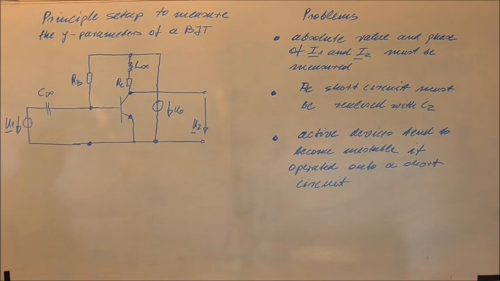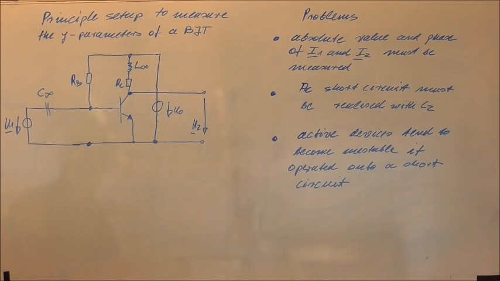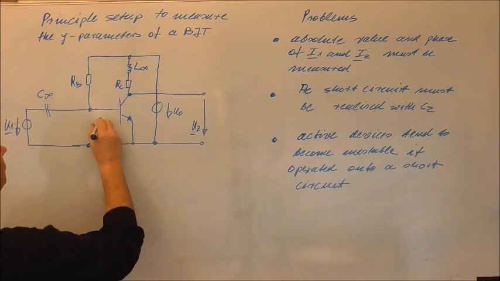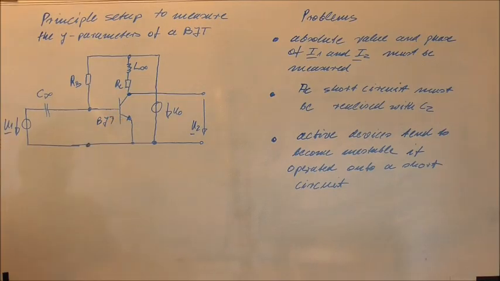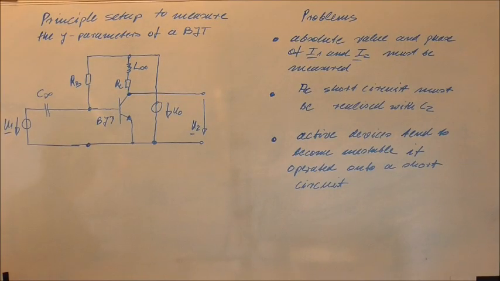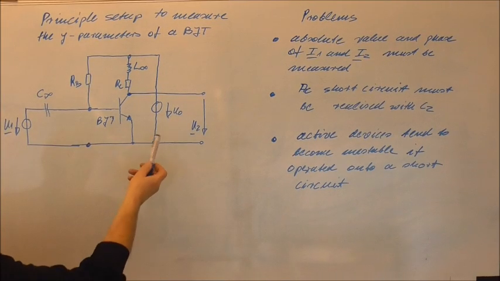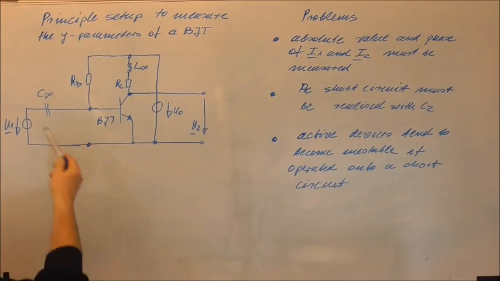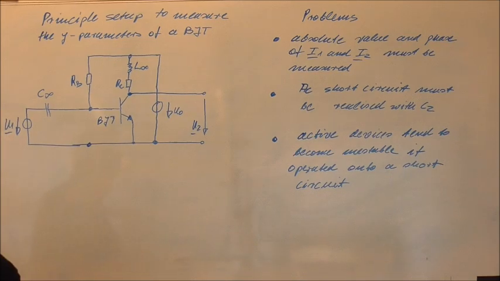Now I want to discuss the problems which arise if we try to measure the Y parameters of a BJT. So here I have drawn a BJT which I brought with this DC voltage source into a so-called point of operation. To bring the BJT into a point of operation, we normally need a resistor RB and here a resistor RC.